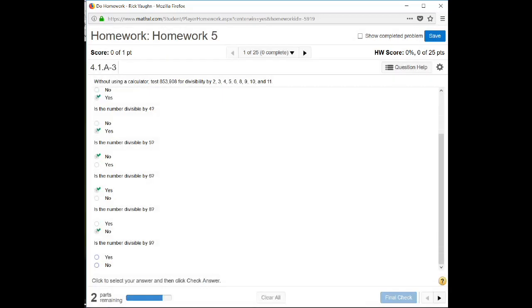And divisible by 9 is the sum of the digits. If you remember from up here, the sum of the digits was 33. 33 is not divisible by 9. It doesn't end in a 0, so it's not divisible by 10.